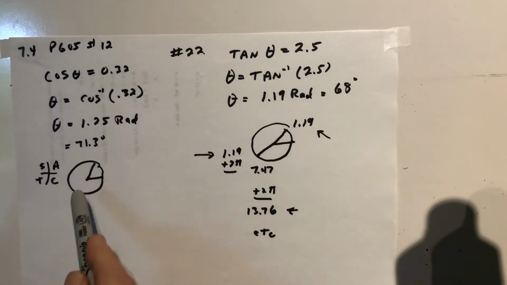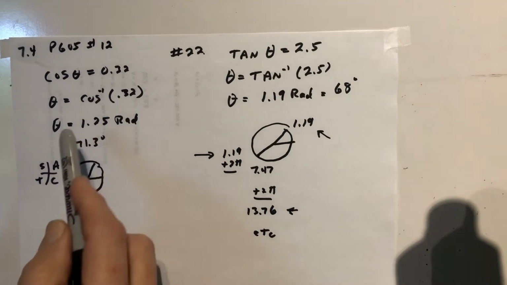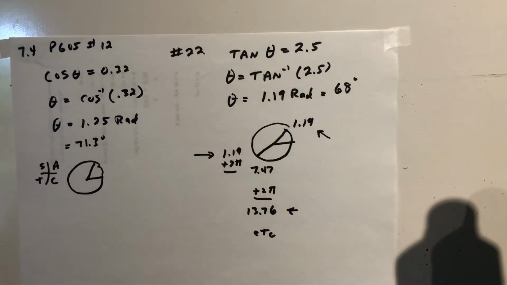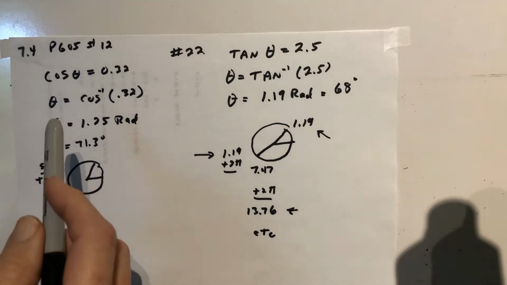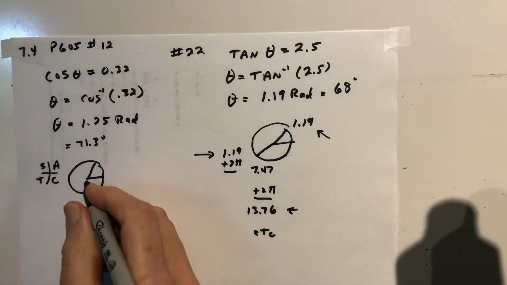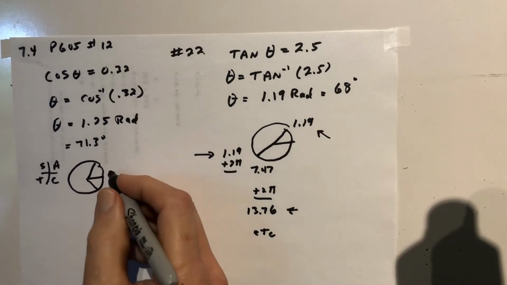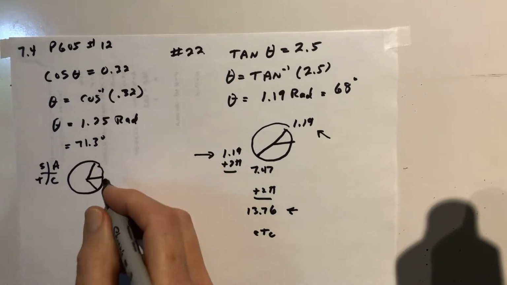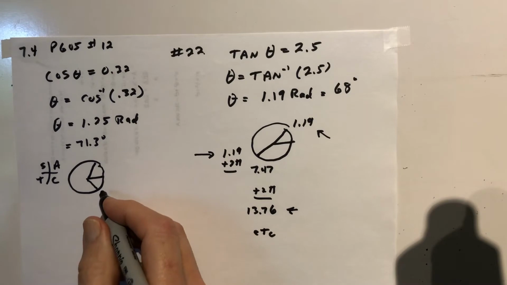It's about 71 degrees. It's a little hard to do, although if I did a lot, I would get pretty good at it. All right, remember there's usually two answers. This was cosine and it was positive. So your other answer is going to be in the fourth quadrant down here. This is up 1.25. This is down 1.25.